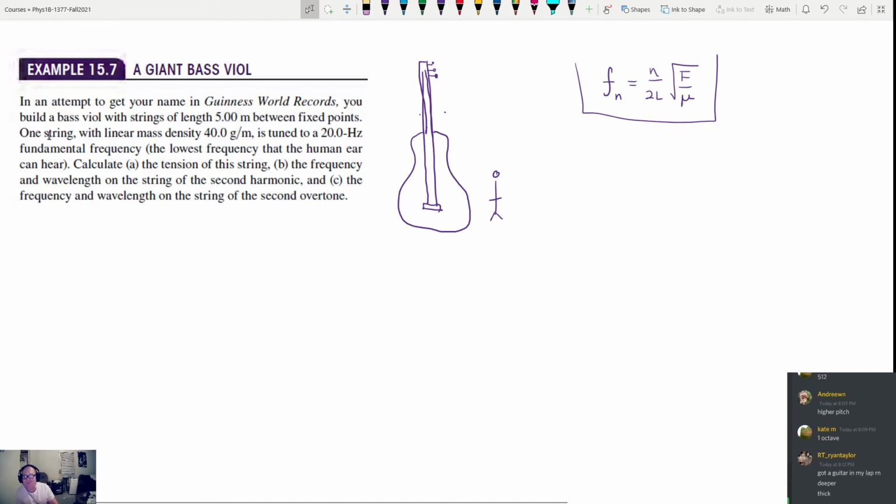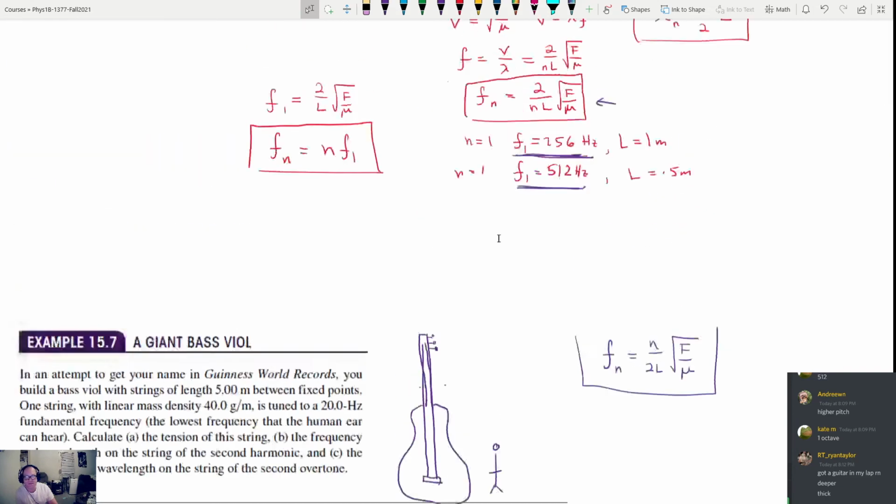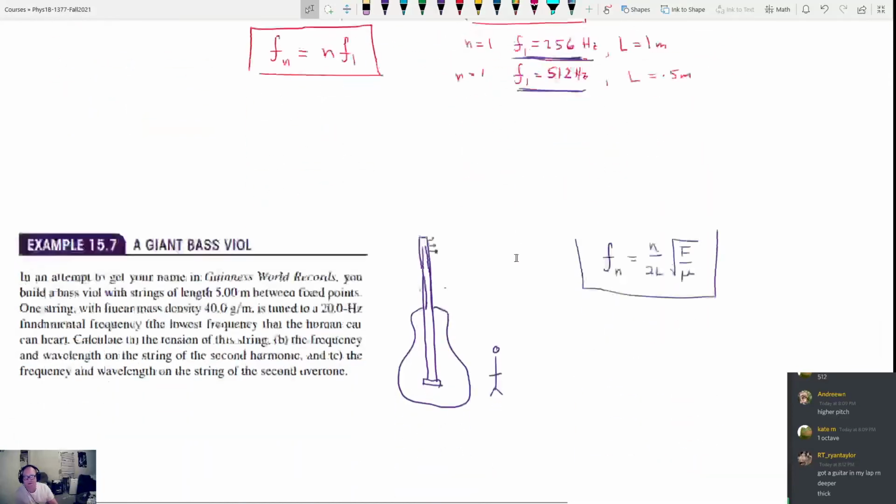One string with a linear mass density of 40 grams per meter is tuned to 20 hertz fundamental frequency. It says this is the lowest frequency that the human ear can hear. We're going to learn more about the range of sounds that we can hear in the next chapter. It says calculate A, the tension in the string, B, the frequency and wavelength on the string of the second harmonic, and C, the frequency and wavelength on the string of the second overtone. Did I tell you that this was the second overtone? I did.